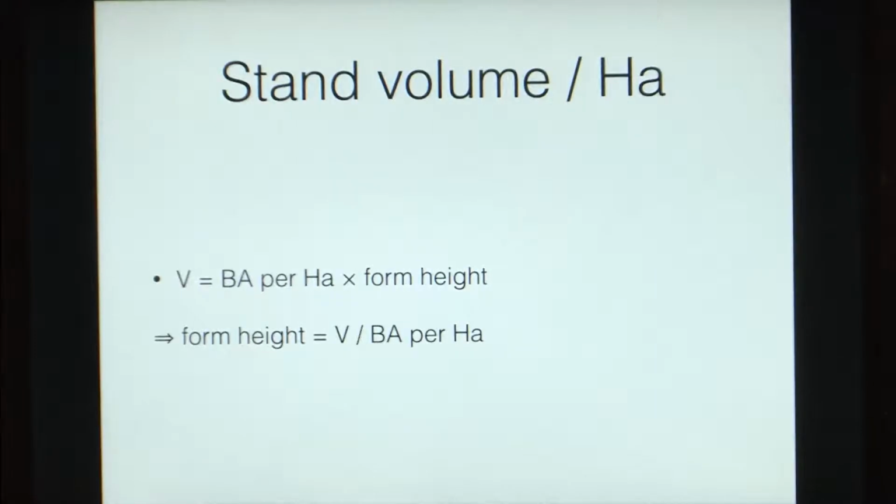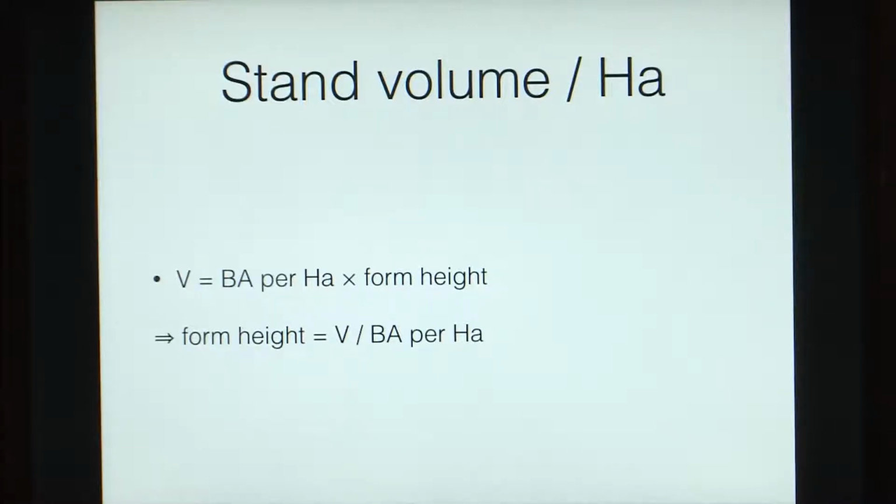and we can use this to find out the stand volume per hectare. So, stand volume per hectare will be equal to the basal area per hectare multiplied by the form height, which also gives us an equation for the form height, which is the volume of your stand per unit area divided by the basal area per unit area.